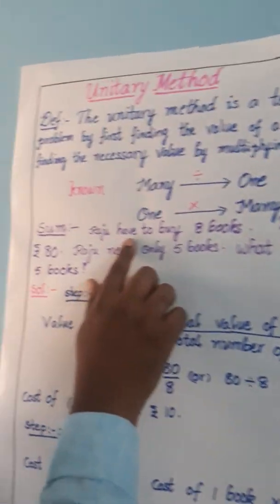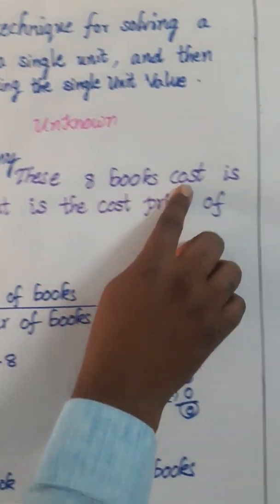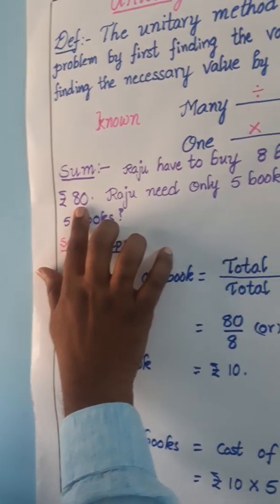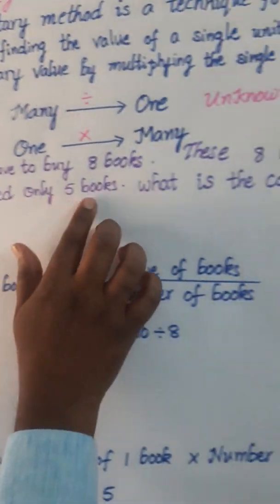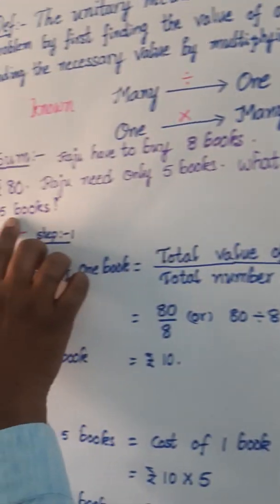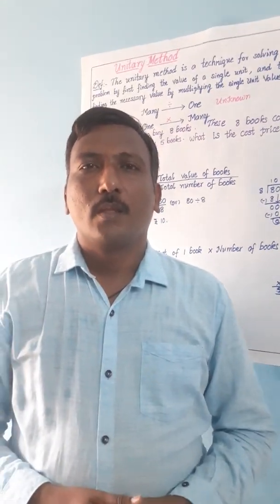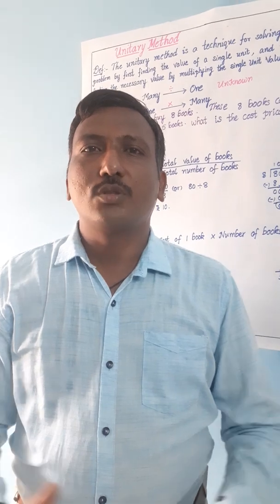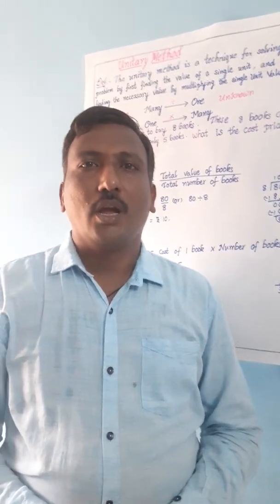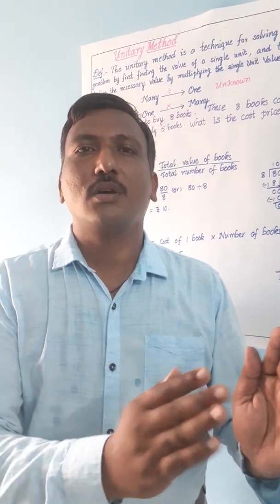Sum. Raju has to buy 8 books. These 8 books cost 80 rupees. Raju needs only 5 books. What is the cost price of 5 books? Here Raju wants to buy 8 books. The cost price of 8 books is 80. And he wants to buy only 5 books.